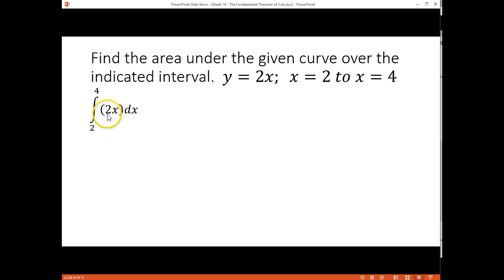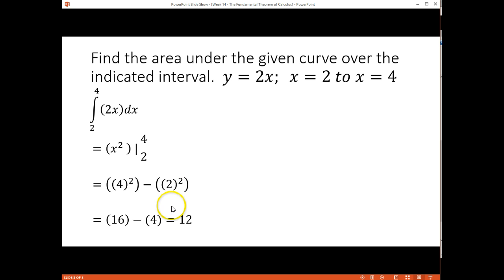So when I integrate 2x, I'm going to get x squared. And again, I want to evaluate this from 2 to 4. And again, it's just plugging in 4 and then plugging in 2 and subtracting the two. 4 squared is clearly 16, minus 2 squared is 4. So we have 12 square units is the area under this curve from 2 to 4.